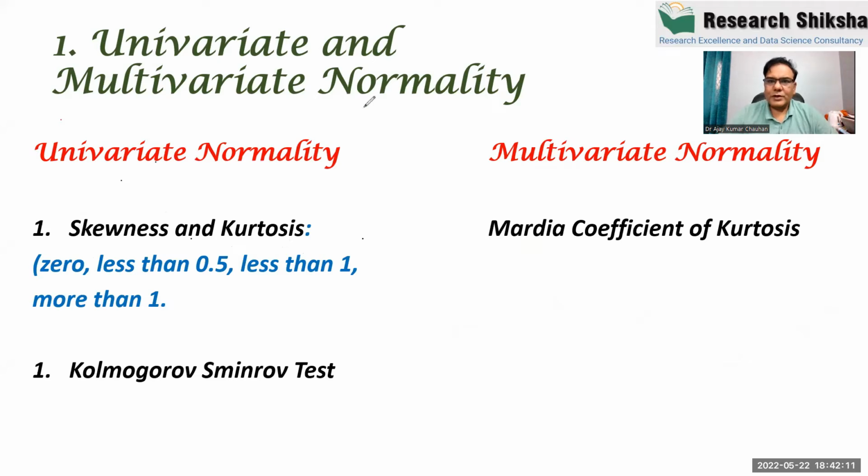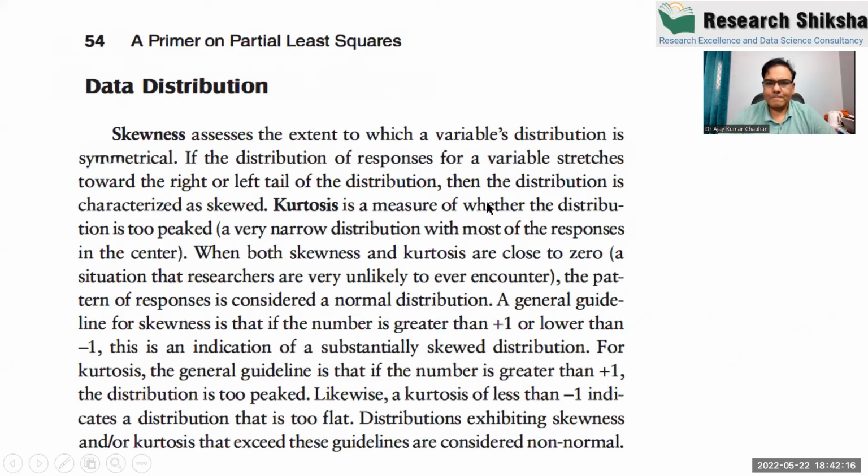I am showing you one of the paragraphs which I have taken from the book by Ringle, and this is the citation you can use. The name of the book is A Primer on PLS, page number 54. They are talking about data distribution. In this paragraph, they are saying that one is the number which you can take, for example, plus 1 and minus 1. So I'm telling you the conclusion.